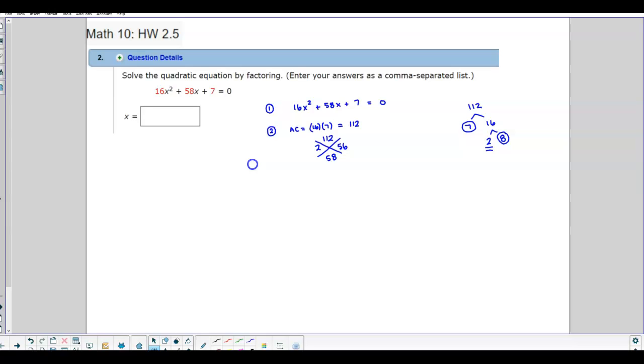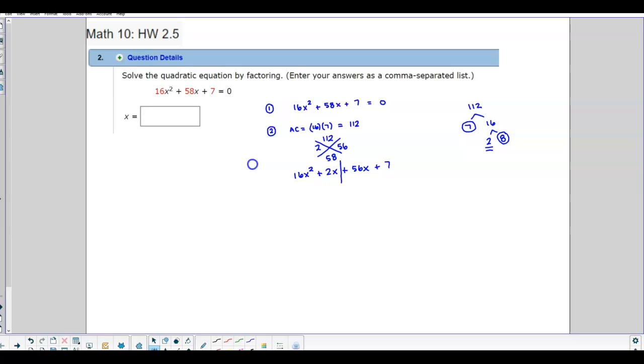So now, we're going to rewrite the first term, which is 16x squared, and the two middle terms are going to be 2x and 56x, and then we're going to write our last term, which is 7. Now we'll come back and put in the equal sign after, but we're just factoring now. And now we're going to factor by grouping. So I'm going to draw a line here.